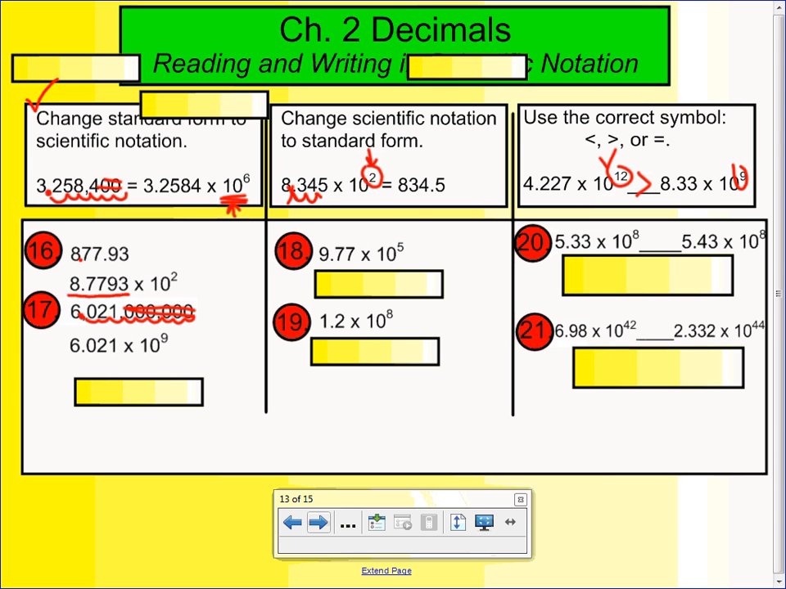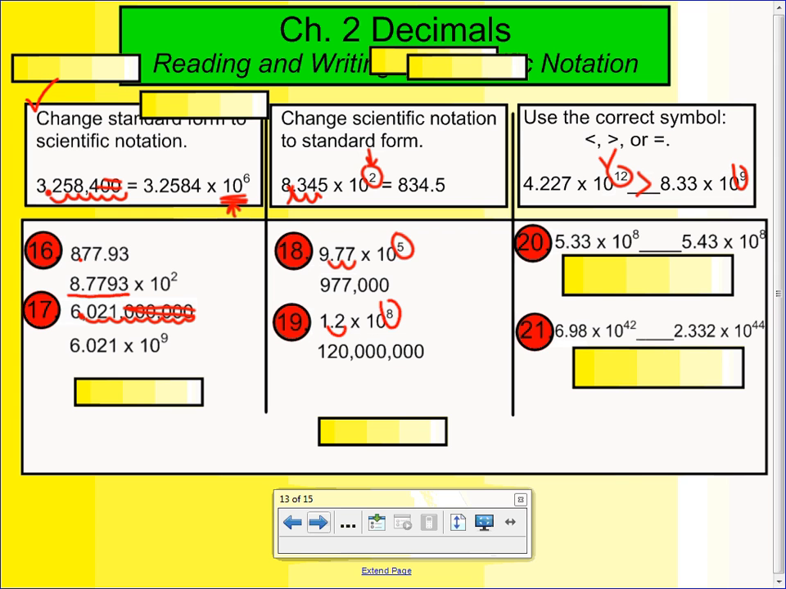Now in number 18, when I'm changing scientific notation back to standard form, I look at my exponent 5, and I know I have to move this decimal point 5 places. Since I can only move it 2, I must add 3 zeros on to get my answer of 977,000. In number 19, since the exponent is an 8, I can only move my decimal point 1 place to the right, so that means I need to add on 7 zeros in order to get 120 million.